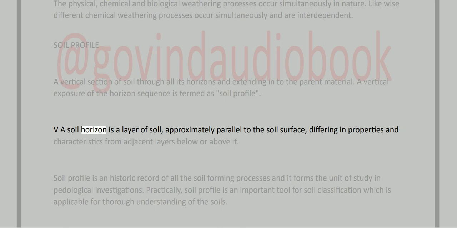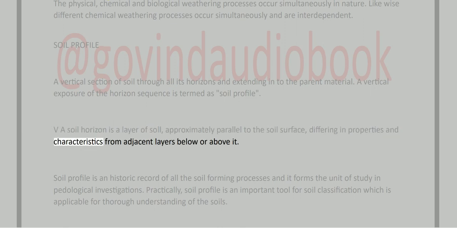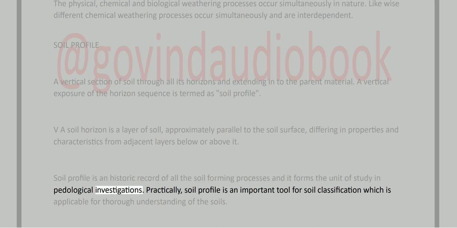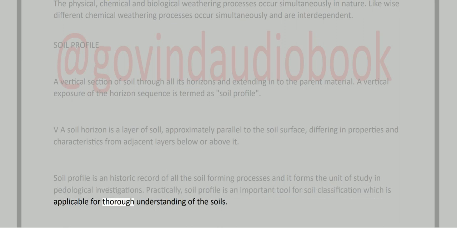A soil horizon is a layer of soil, approximately parallel to the soil surface, differing in properties and characteristics from adjacent layers below or above it. Soil profile is a historic record of all the soil forming processes and it forms the unit of study in pedological investigations. Practically, soil profile is an important tool for soil classification which is applicable for thorough understanding of the soils.